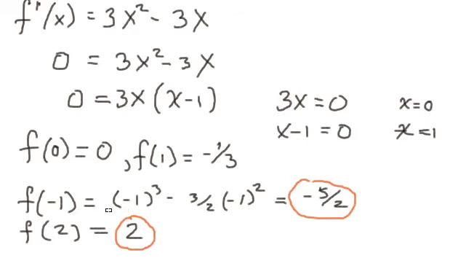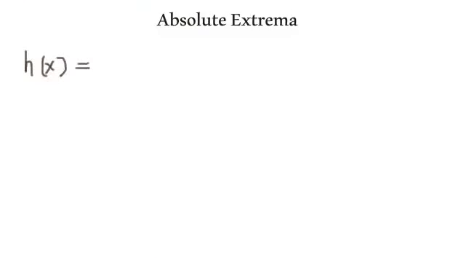So we're going to have an absolute maximum at -1, -5 halves. I'm sorry, an absolute minimum at -1, -5 halves, and then an absolute maximum at 2, 2. Right, at -1 it's -5 halves, and at 2, 2 will be your max. Min, max. You got it. This will be a good one.